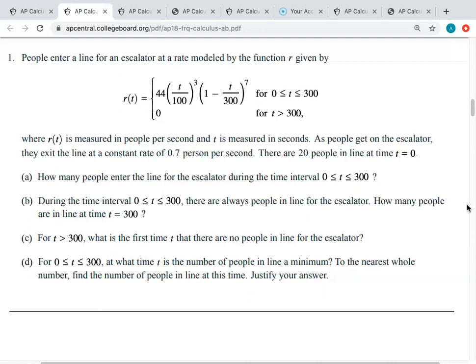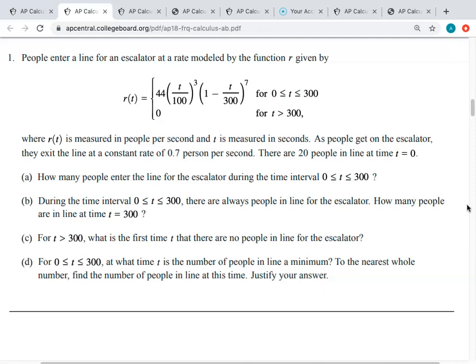How many people actually enter the line from 0 to 300? What do you think we're going to use? We have the rate. We want the number. The rate is measured in people per second. We want total people. The integral, right? Because think of the derivative. If I have people and I do the derivative, I get the rate, people per second, right? If I have the rate, people per second, and I want people, I got to do the antiderivative, right?